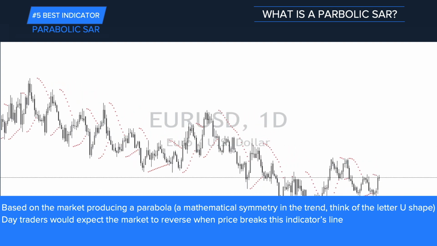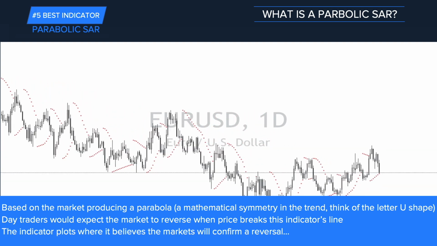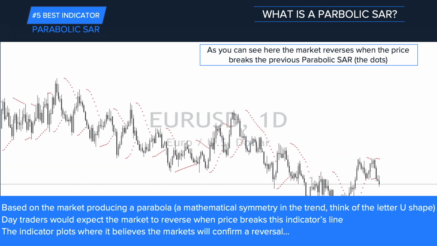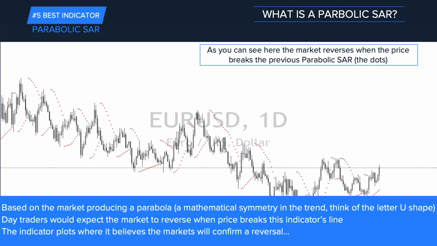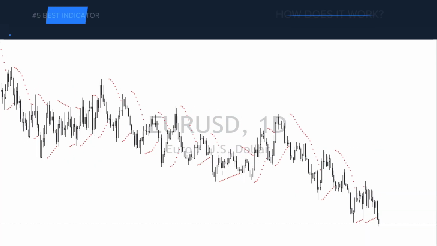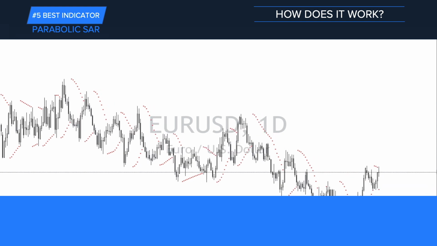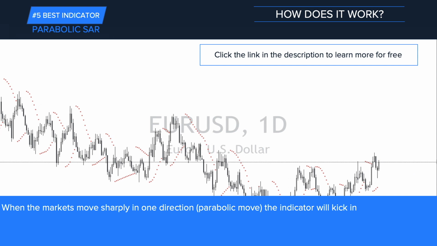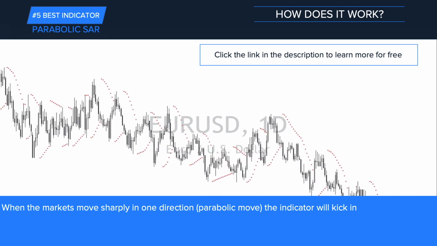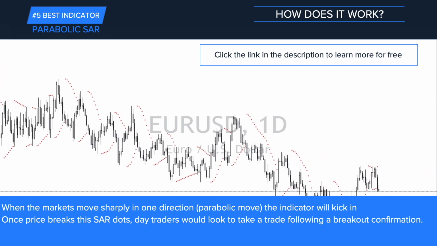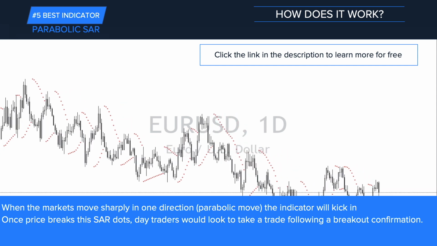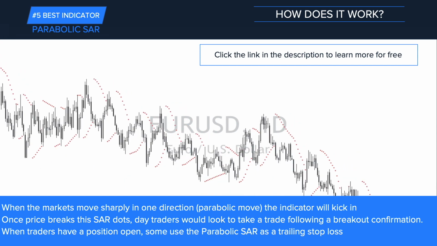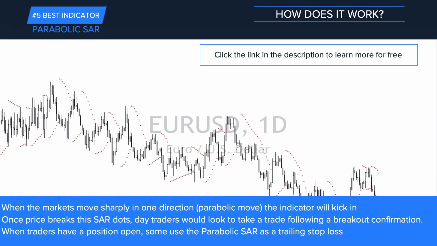This is the advantage of the dots being printed. It helps traders see clearly on the chart when an opportunity may arise. As you can see here, the market reverses several times when the price breaks the Parabolic SAR, the dots. Now then, how do we use Parabolic SAR? When the markets move sharply in one direction, the parabolic move, the indicator will start to plot dots on the chart. Once the price breaks above or below the SAR dots, day traders would look to take a trade following a breakout confirmation. When traders have an open position, some use the Parabolic SAR as a trailing stop loss.